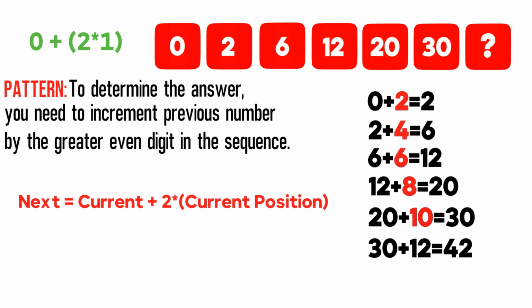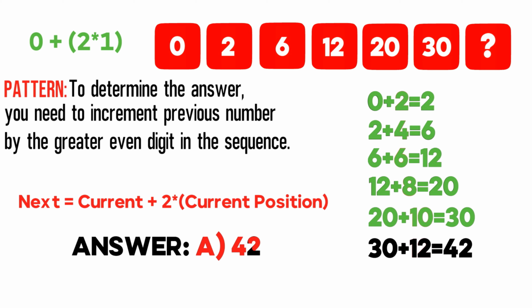The even numbers are 2, 4, 6, and you can increment them down the list. So you can add 2 to 0, the next one would be 4, 2 plus 4 equals 6. The next number would be 6, 6 plus 6 is 12. The next number would be 8, and 12 plus 8 equals 20. The number after that would be 10, so 20 plus 10 would be 30. And the number after that would be 12, and 30 plus 12 equals 42. The correct choice here is choice A, 42.